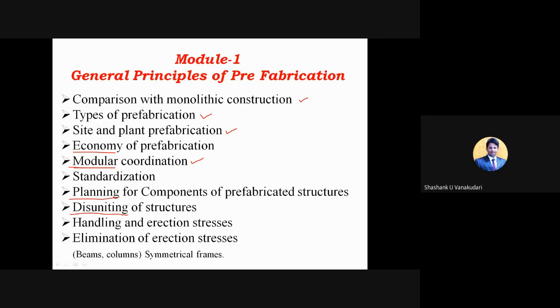And then the next concept is disuniting of structures. Disuniting of structures especially applies to steel structures. For example, once you have already installed the structural members, if you want to move that entire building from one place to another, you can dismantle those structural members, which are jointed by nut and bolt connections. So you can reinstall them at the required location.